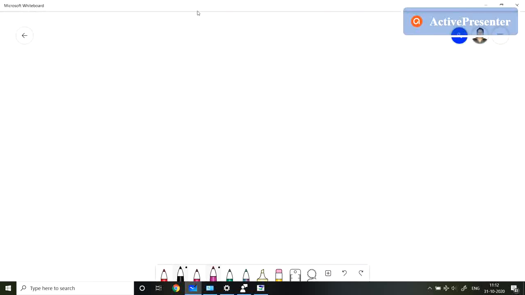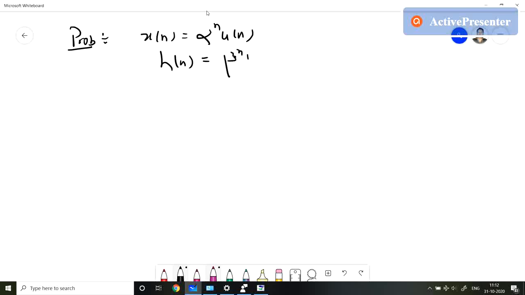Now let us do another problem. Again we have a discrete time LTI system, and the input x[n] is given, that is equal to alpha raised to the power n u[n], and the impulse response is given, that is equal to beta raised to the power n u[n]. So what is the question? The question is to find out y[n] by using the z transform concept.